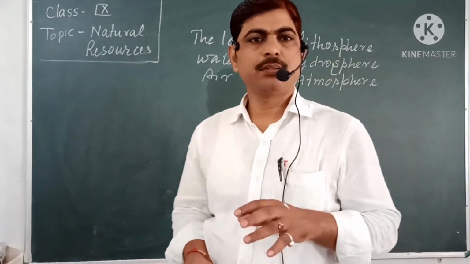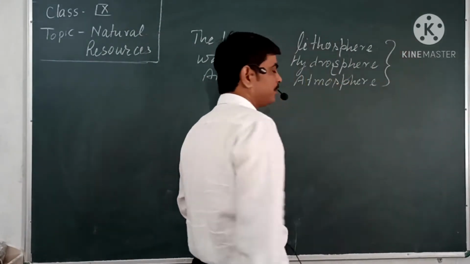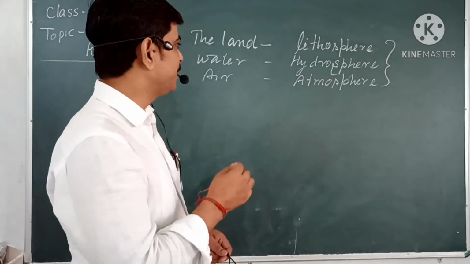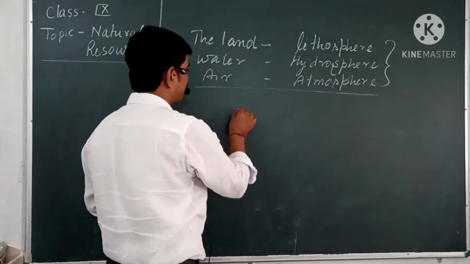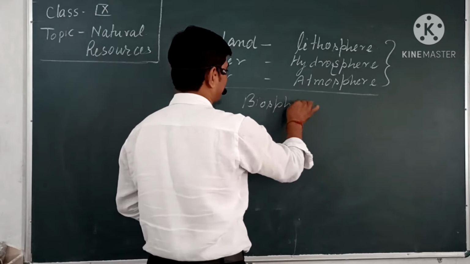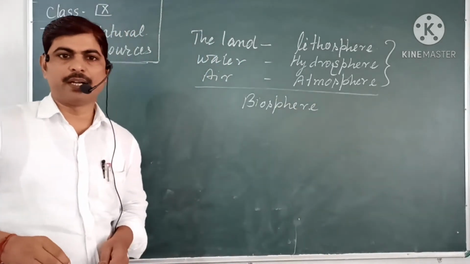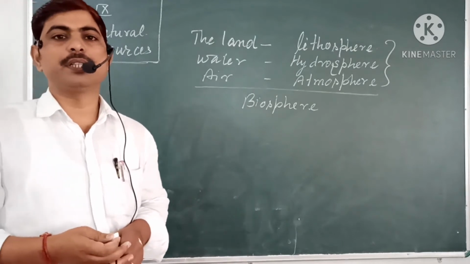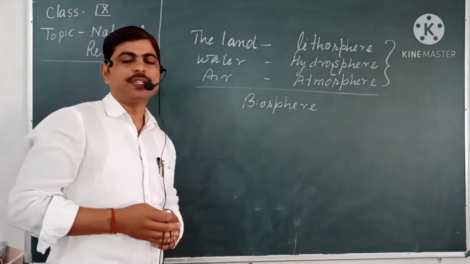The region where life exists because of interaction of these three components is called the biosphere. The region where life exists and how life exists, it is because of interaction between these three components.